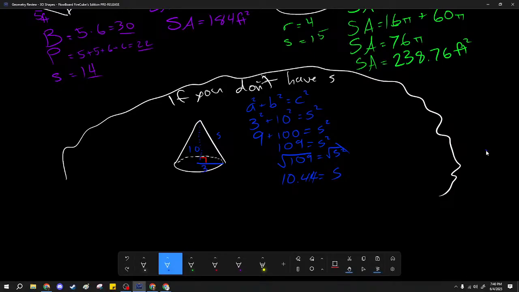So that will happen sometimes. I forget if that's going to be on the test. But if you don't have one piece of your information, you can use Pythagorean theorem to find the other. So if it's asking for the height, if they're like, if the slant height is this and the radius is this, you can use Pythagorean theorem to find the height.